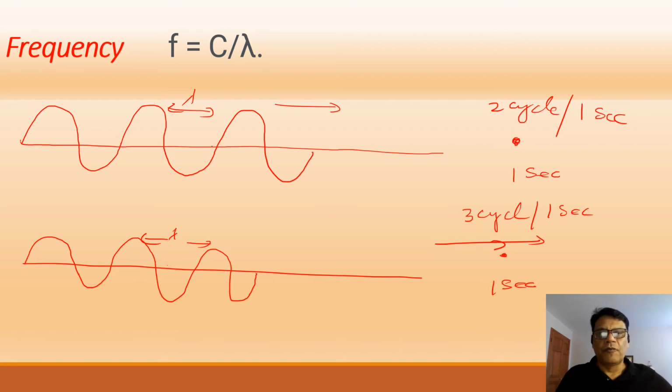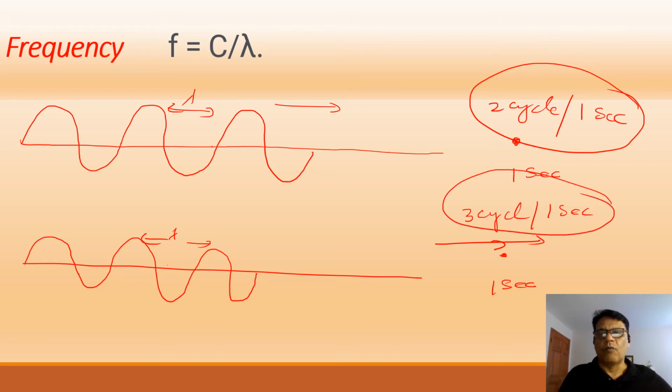So the frequency of the first pulse will be 2 cycles per second and the frequency of the second pulse will be 3 cycles per second, while both have 3 cycles. Why is it so? It is because of the wavelength. Wavelength increased the size of the pulse and it took longer time to pass a specific point in 1 second. So this is called the frequency of the pulse.